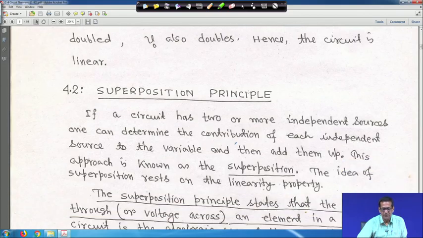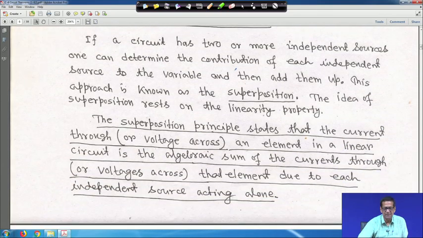So, next is the superposition principle. If a circuit has two or more independent sources, one can determine the contribution of each independent source to the variable and then add them up. Suppose you have two or more independent sources, then you consider one at a time, the other sources should be turned off, and you add them up. This approach is known as superposition.